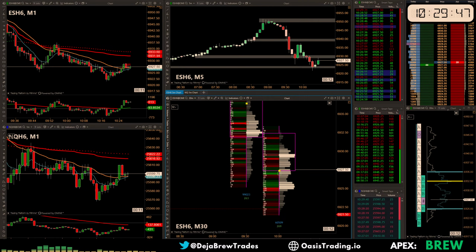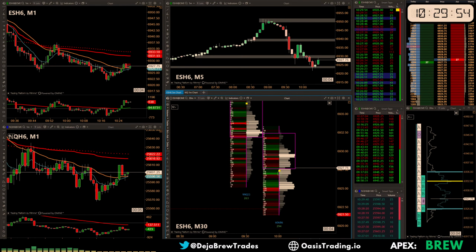It's possibly retesting VWAP here. Just keep an eye on those EMAs. If it holds above the EMAs, possibly playing out this 30-minute sweep into that VWAP at 32 to 34.